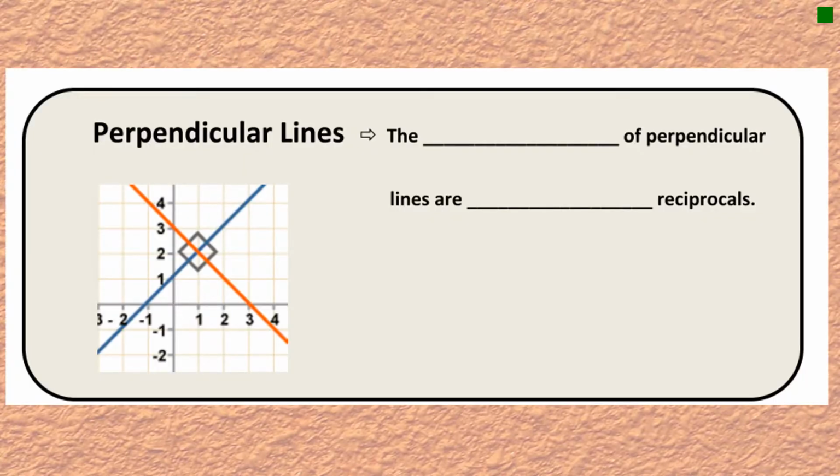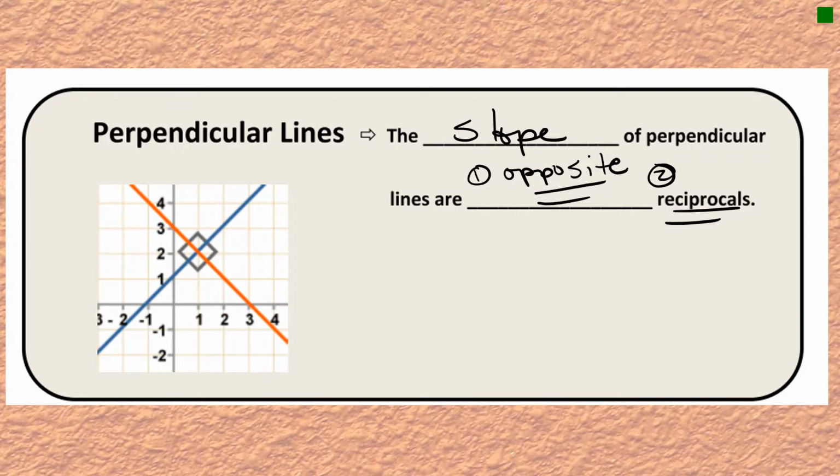All right, moving on to perpendicular lines. The slopes of perpendicular lines are 2 things. They're opposite reciprocals. Opposite means the signs are different, and a reciprocal means it's flipped. The fraction is flipped. Okay? So the opposite signs, because remember we talked about the slope.